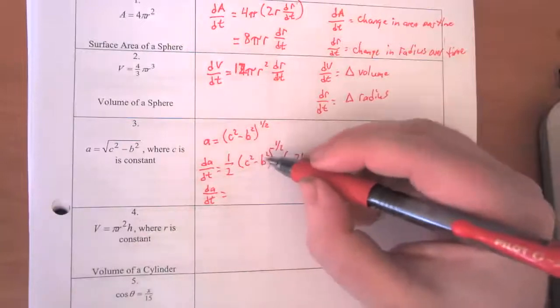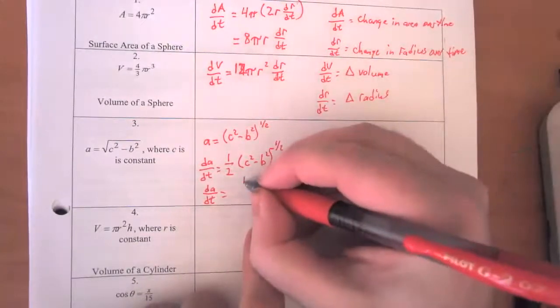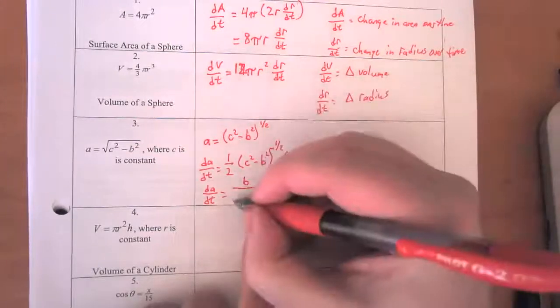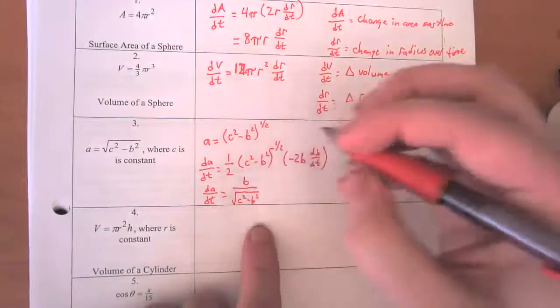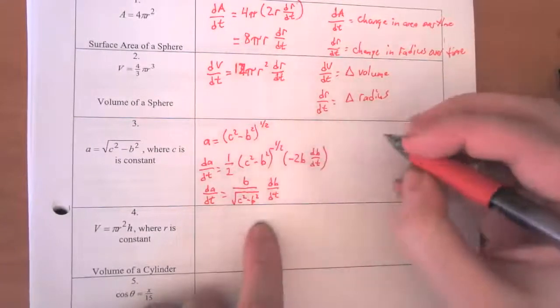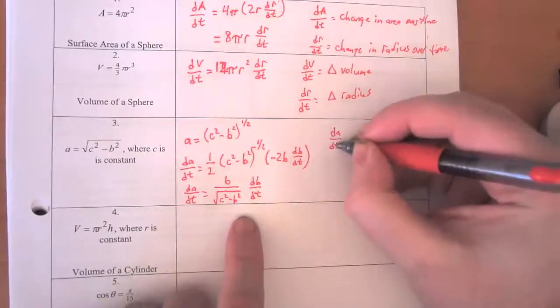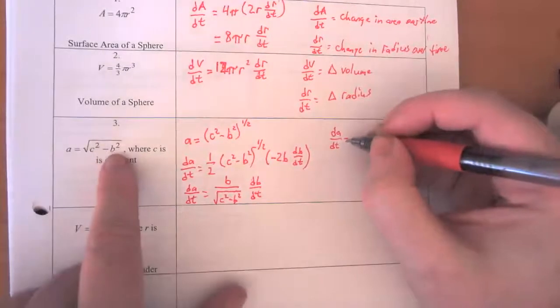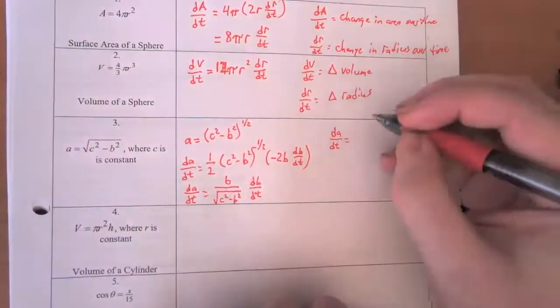And so moving that into the denominator and putting the square root back, I've got b over the square root of c squared minus b squared times dB dt. All right, and here, dA dt. So A and B in the Pythagorean theorem are the lengths of legs of a right triangle, and C is the length of the hypotenuse.